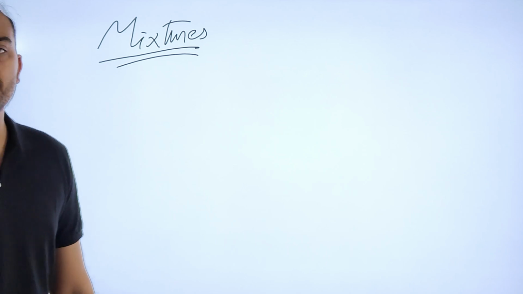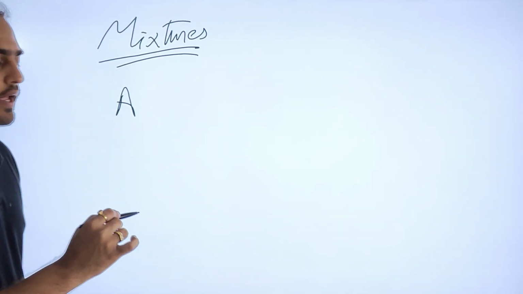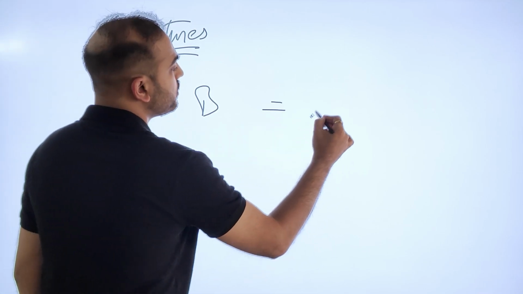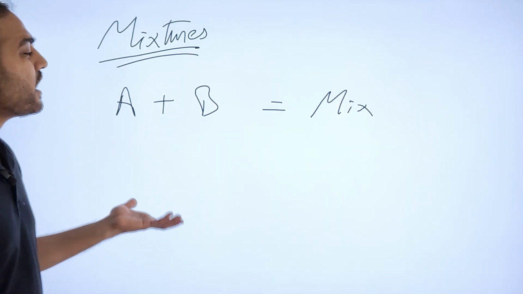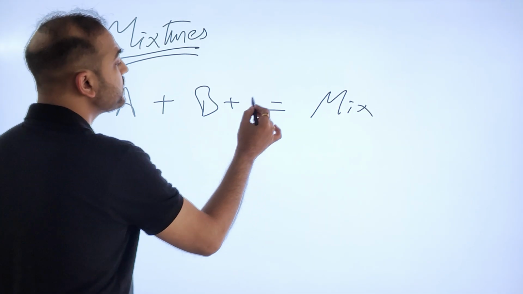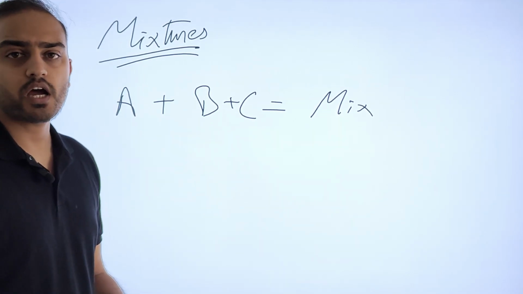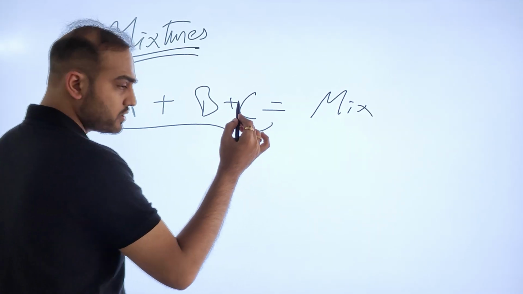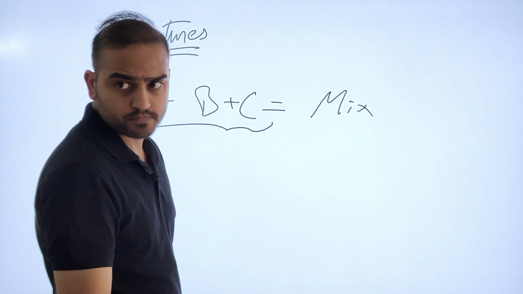See, mixtures, as the name suggests, is simple. It's a mix of two or more things. So you have, say, element A that you mix with element B to give a mixture. But why stop there? Why just have only two elements? You can have three elements also. You can mix three elements, you can mix four elements. That simply depends on us, how many elements I want. So mixture is simply amalgamation, or addition, of two or more things.